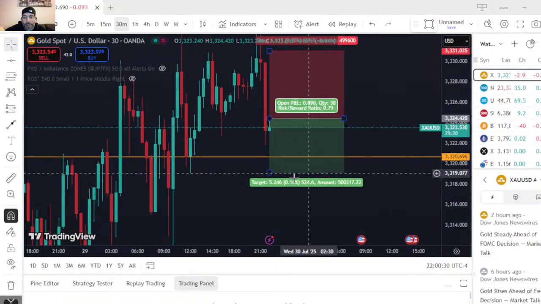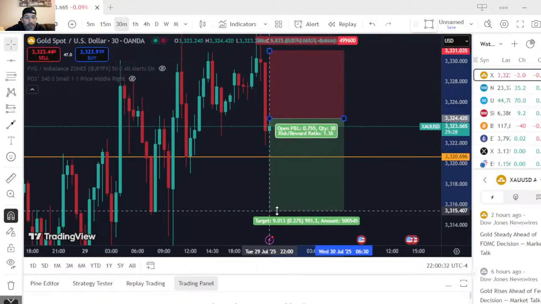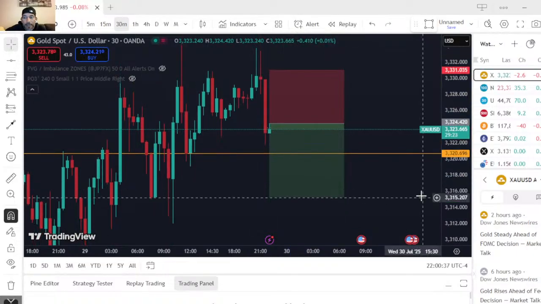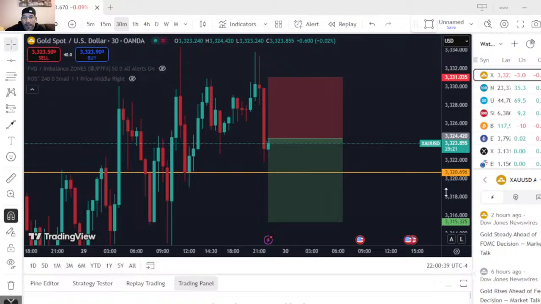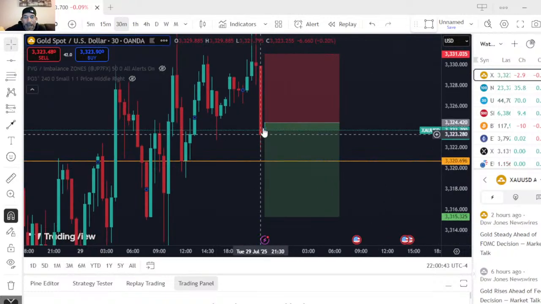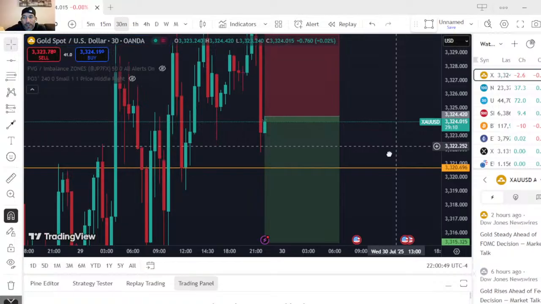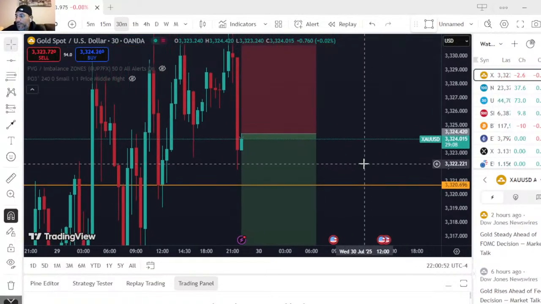Oh shoot, we're in profit right away. Let me put the TP down here for now. Yeah, 33.15 for TP. The minute it popped up with no bottom wick, I took the sell. Yeah, 33.24.4 was my entry. Hold on, let me adjust that here real quick. One second. This thing is moving fast.